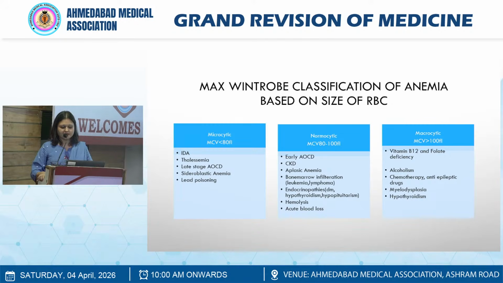Macrocytic anemia, that we have learnt, vitamin B12 and folate deficiency, also seen in alcoholism. Why? Because alcohol causes bone marrow suppression. Chemotherapy, anti-epileptic drugs like phenytoin, valproate lead to macrocytic anemia, myelodysplasia, even this anemia is found in hypothyroidism.